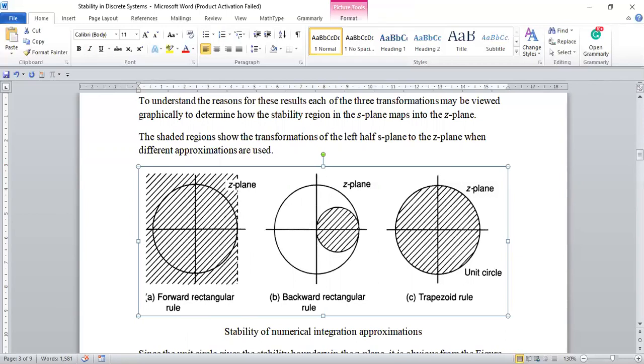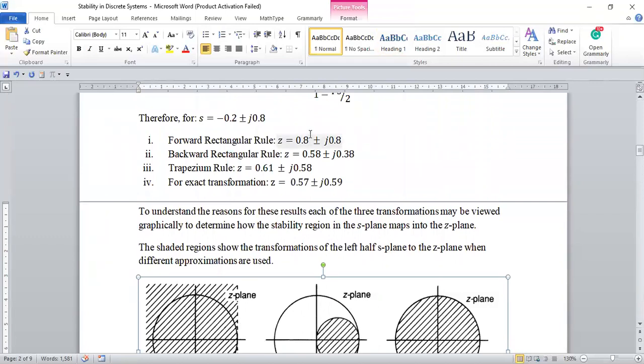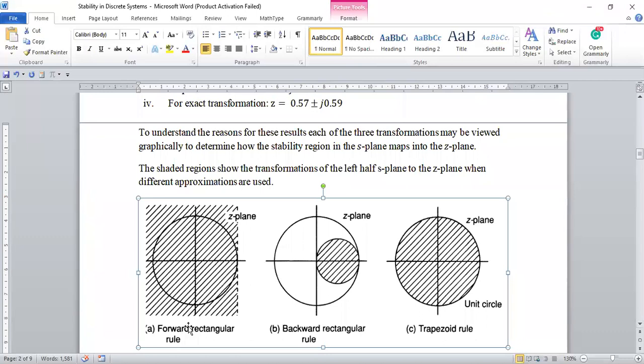So that's why at this location, we are having instability because the approximation of the forward rectangular rule is not so exact. So all this region is outside of the unit circle, but the approximation it gives is that of a square. So that's why we have that for the forward rectangular rule.